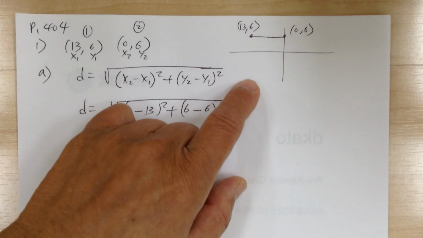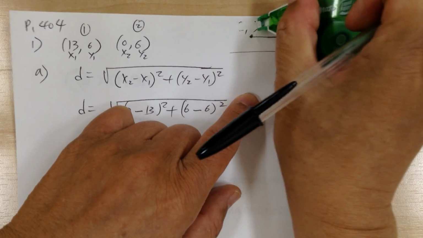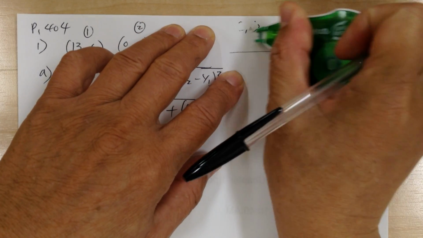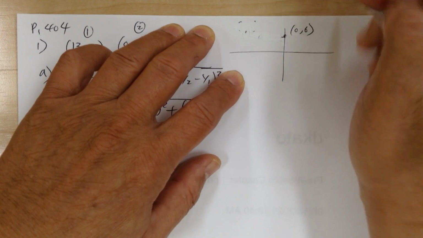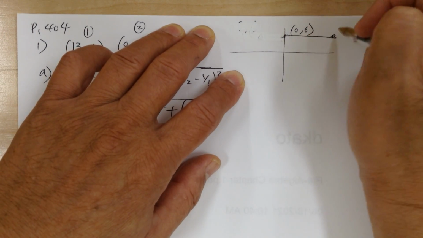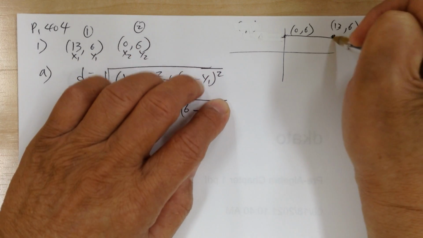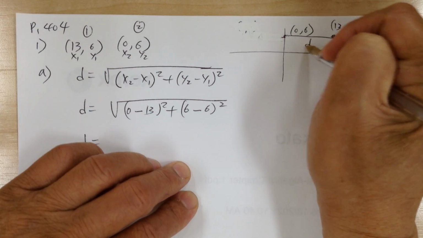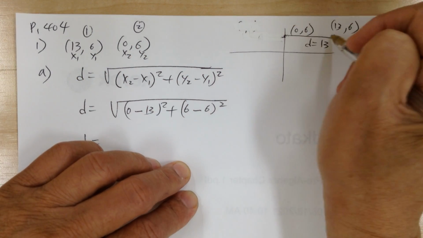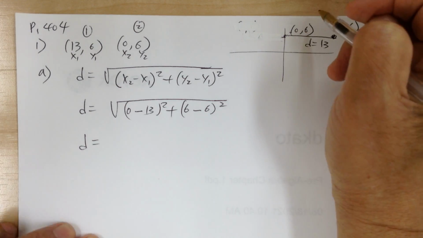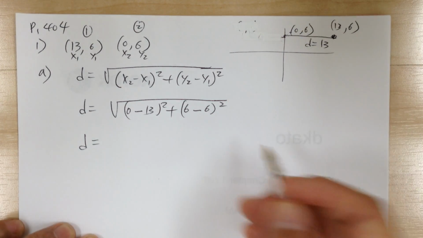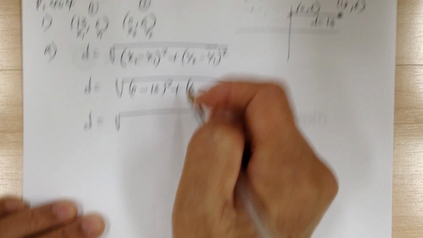Okay, well, actually, back up. Thirteen, 6 is over here. Okay? So you can see right away the distance is going to equal to 13 because it's horizontal distance, you can just subtract. Okay? But if you don't see that, that's okay. You just go through the formula.